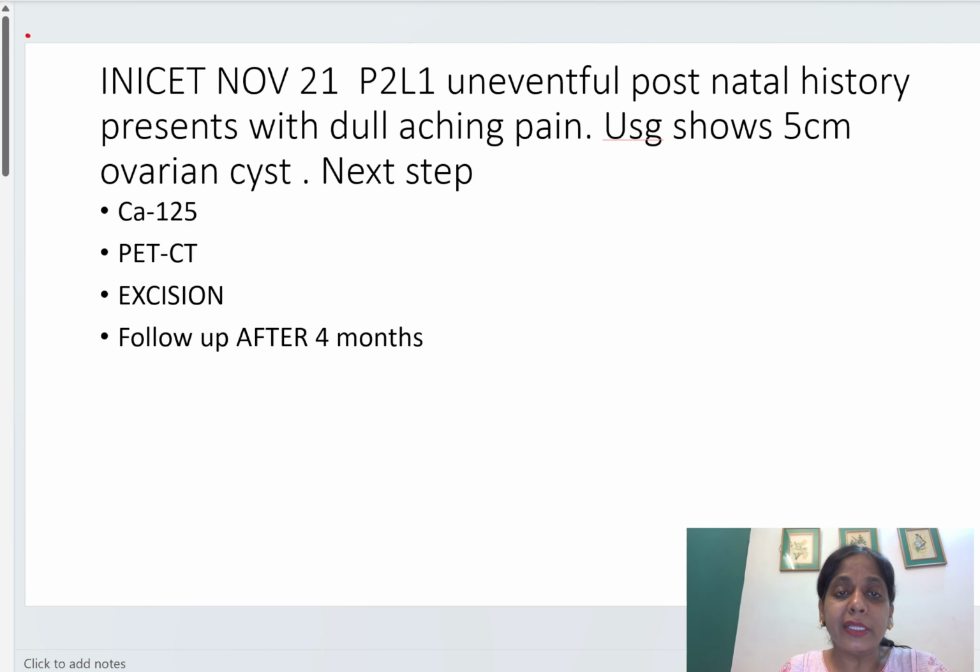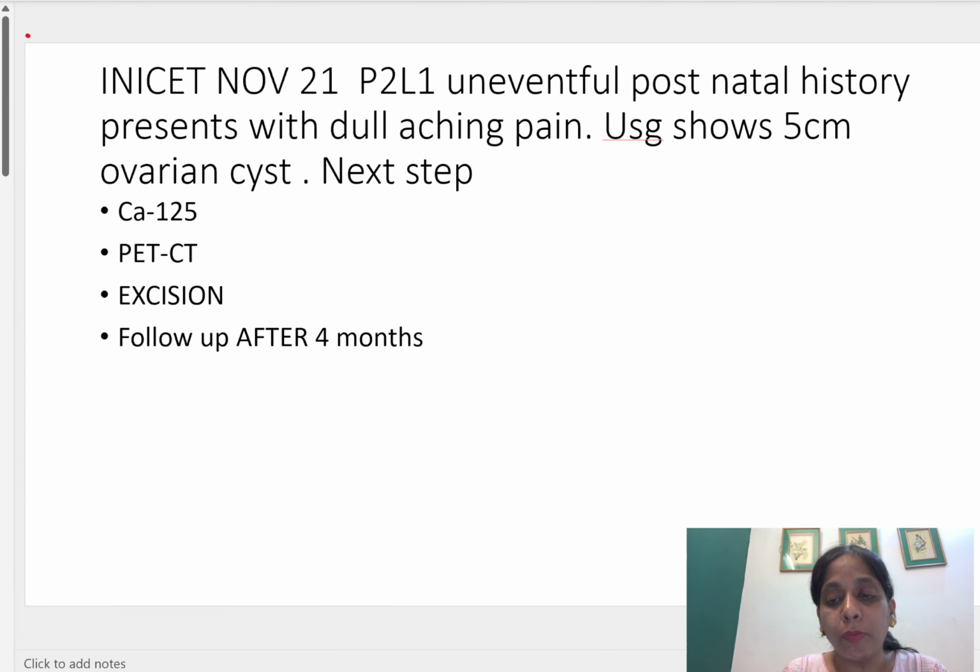Now let's see, this question was asked in INICET November 21. A para 2 live 1 uneventful postnatal patient is coming to you complaining of dull aching pain. On examination, findings are not given here. They have told that on ultrasound a 5 centimeter ovarian cyst was found. So here you will keep in mind that for a small cyst, it is not always that whenever we are getting an adnexal mass it is due to a tumor.